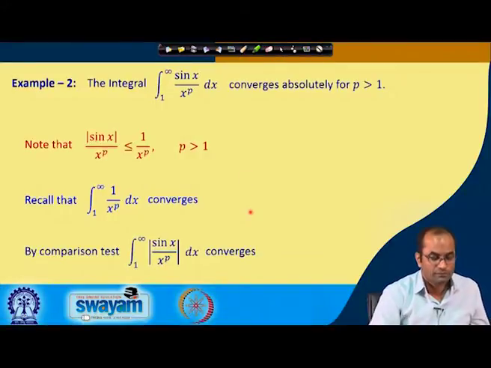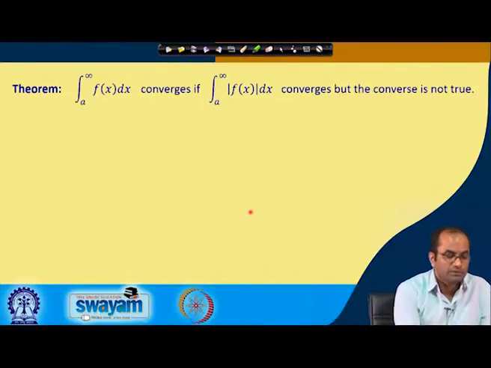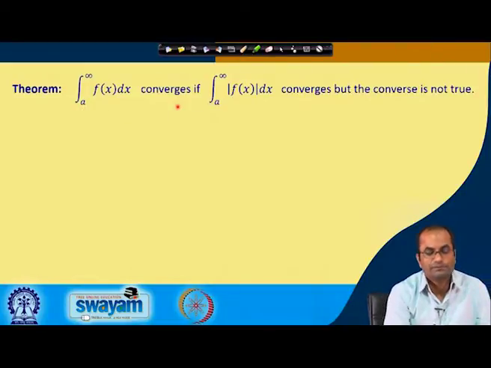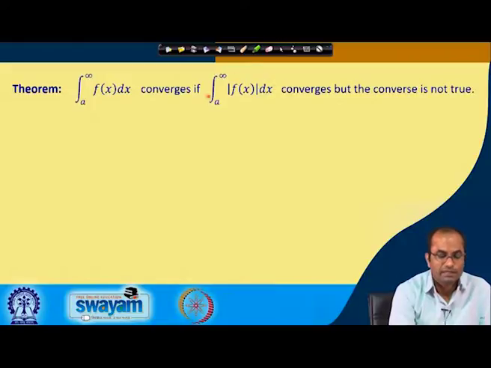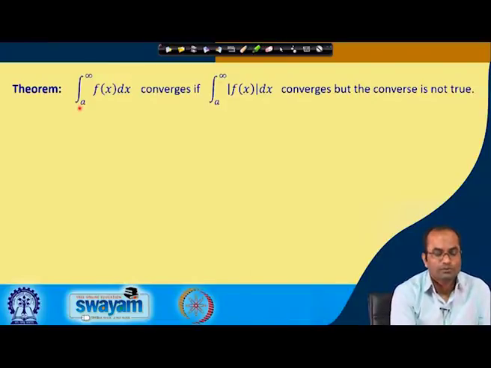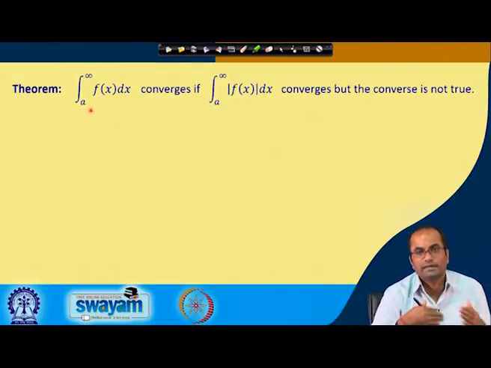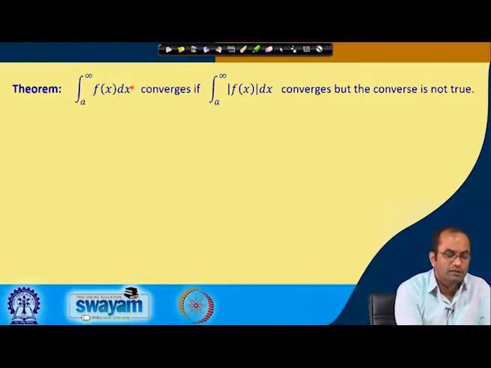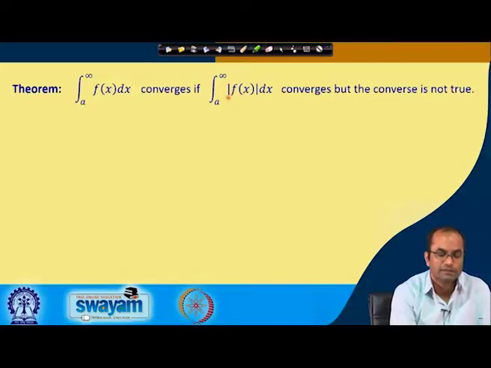Going to the next problem. There is a result that such an integral converges if the integral with the absolute value converges, because that is going to be a larger value than the value of this integral. If this converges, naturally this converges, because with positive and negative values, cancellation will come, and this value will be less than the value obtained by taking the absolute value of the integrand.